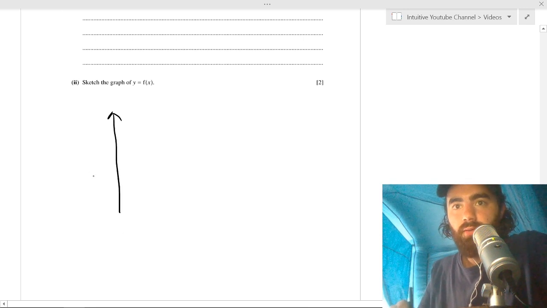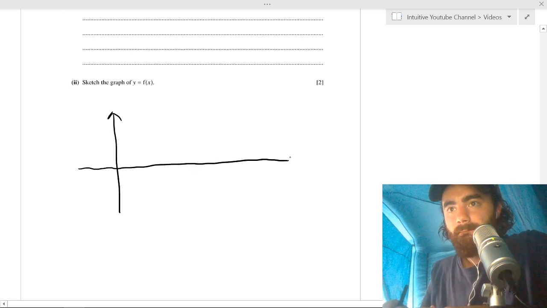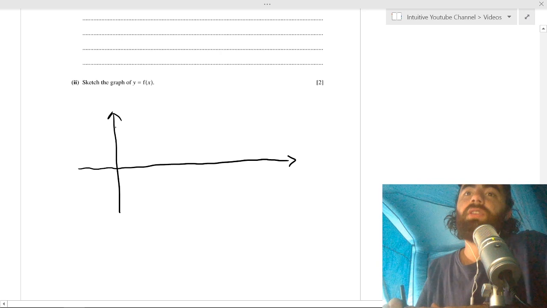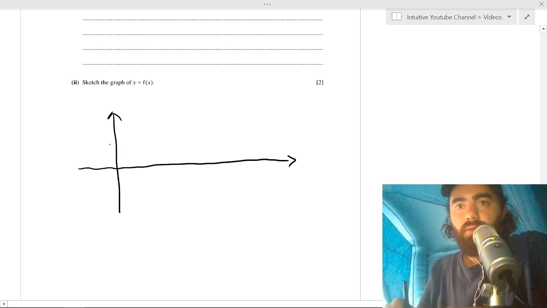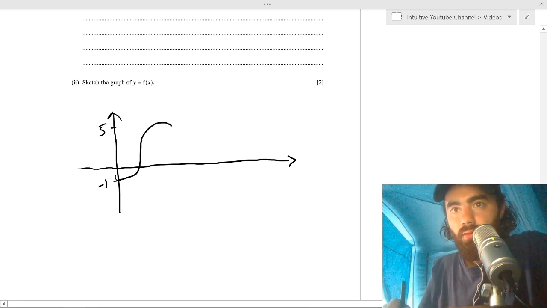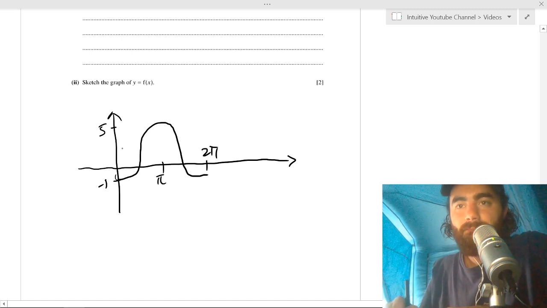So let's just sketch it again. It's flipped, it's shifted up 2, and then the amplitude is times by 3. So that makes it go from -1 to 5. This is 2 pi, and this will be 2 in the middle.